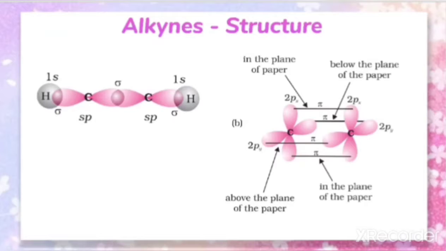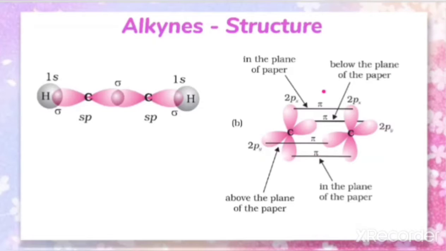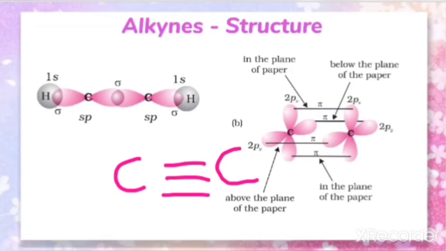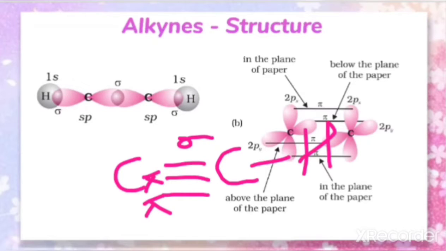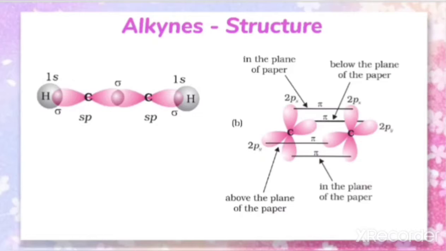Here pi bonding is also there: the 2 unhybridized orbitals of the carbon overlap with the unhybridized orbitals of the other carbon. As we have learned, there is a sidewise overlapping, so there is a formation of pi bonds. So here 2 pi bonds are formed, which is shown here. So overall, the carbons are bonded by a triple bond, of which one bond is sigma and the other 2 bonds are pi bonds. And each carbon forms a sigma bond with hydrogen, due to the head-to-head overlapping of the sp hybrid orbital of carbon with the 1s orbital of hydrogen. So this is the structure of an alkyne; we have taken the example of ethyne, the simplest molecule of the alkyne series.